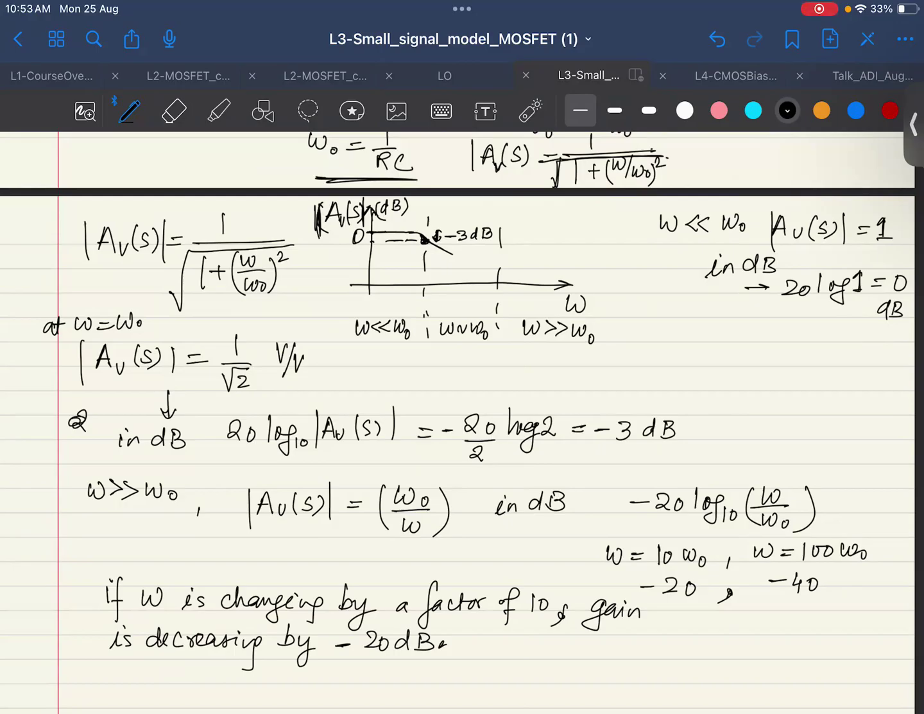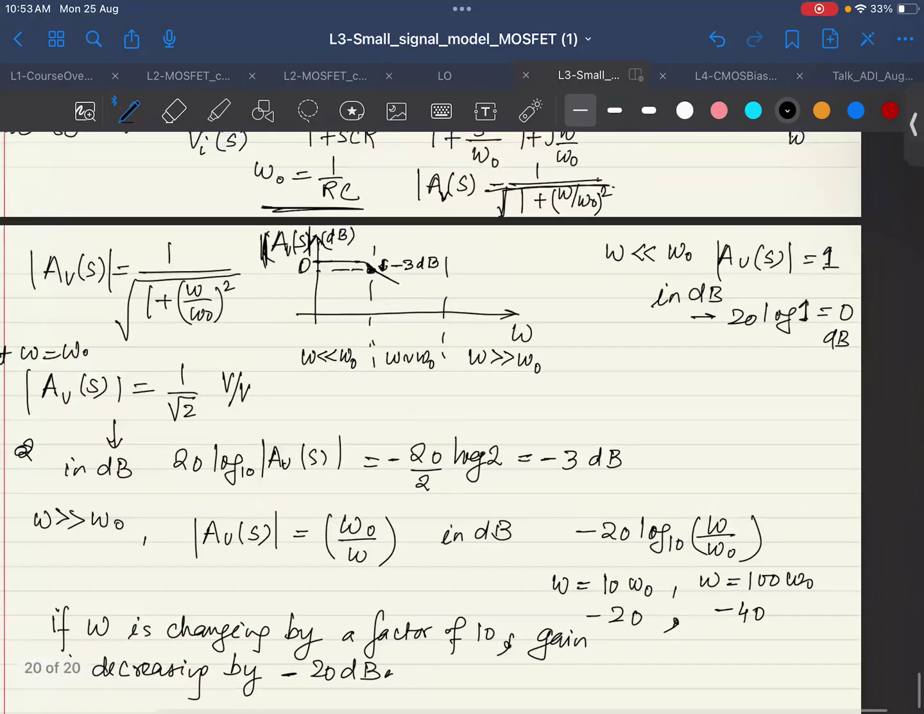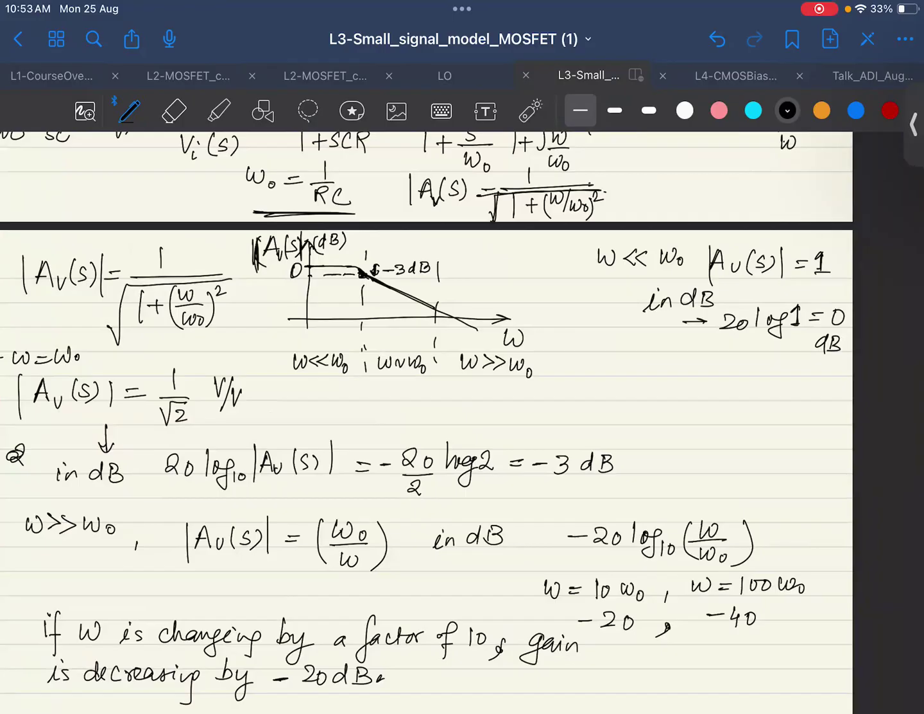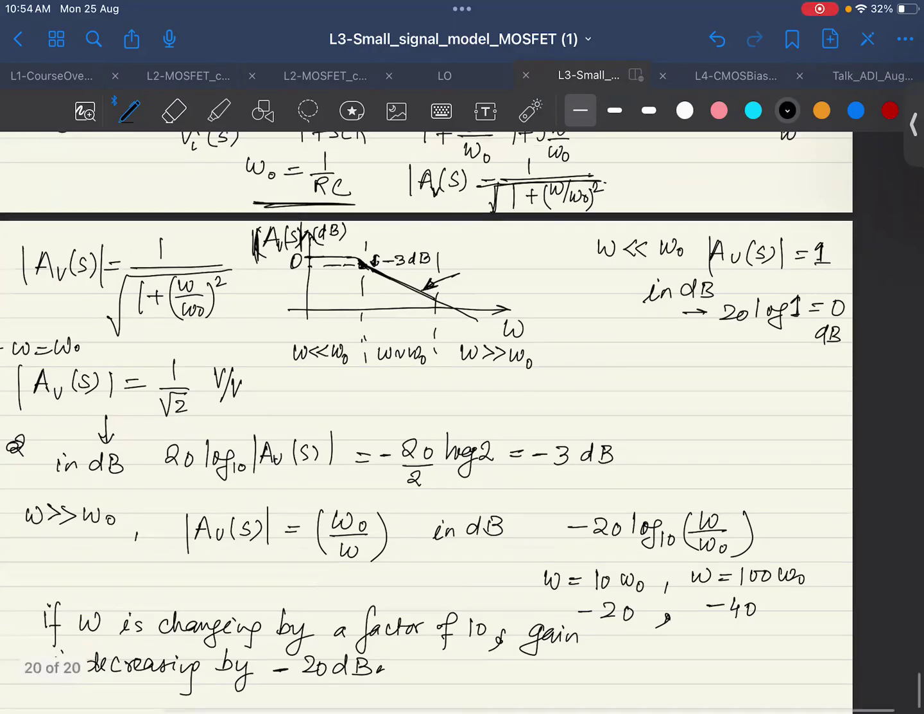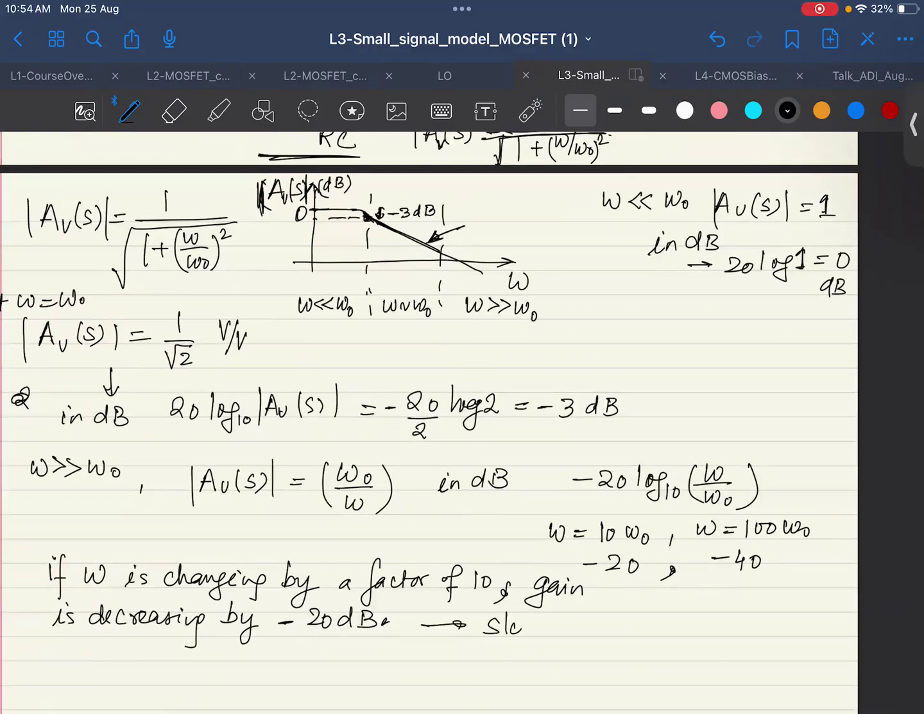And that is effectively what we draw for this system. We can say the slope of this decrement is minus 20 dB per decade. So this is the term we use. Decade means the frequency is changing by a decade, 10 times. So that is the slope which we get from this simple function.